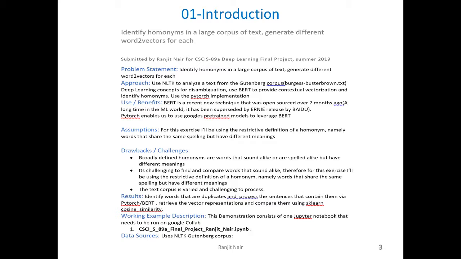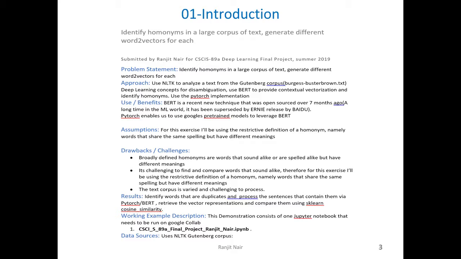The problem statement, as I mentioned earlier, is identify homonyms in a large corpus of text, generate different word to vectors for each. I've used NLTK as the source for the data. I've used BERT for the vectorization.